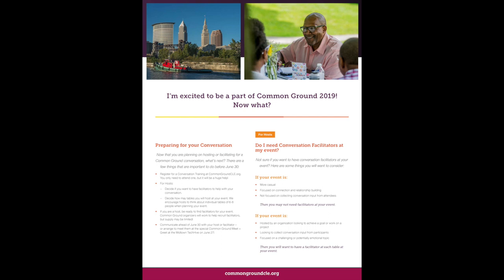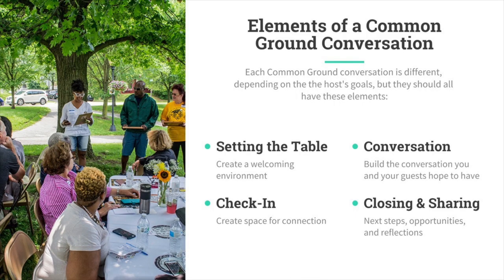So remember, if it's more casual and super small, you may be able to handle it, or you may be able to trust the people at your table have enough conversation skills that they can do it themselves. If it's a larger group, or if you don't know who's going to show up, if you've got an open invitation and you have no idea how many people are going to show up, make sure you have at least a minimum of two facilitators ready to go. And we'll talk later about how we can follow up with that and help you get facilitators if you don't already have facilitators in mind.